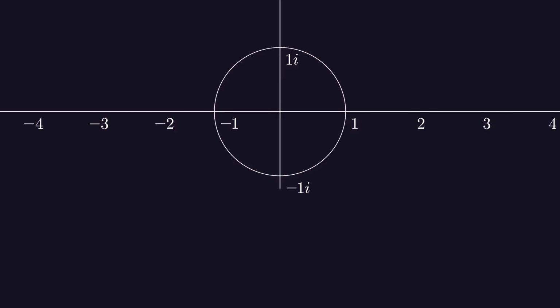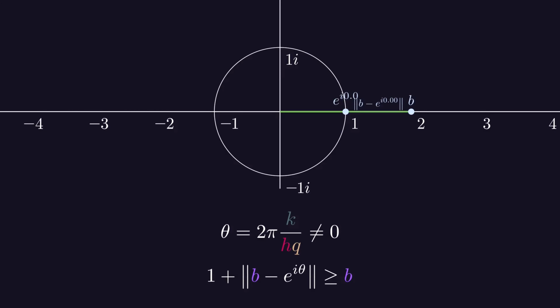The magnitude of b minus e to the 2 pi i k over hq can be interpreted as a distance between a point on the x-axis and a point on the unit circle in the complex plane. Notice that a straight line of length b is the shortest path from origin to b, so the length of this pink path is at least b. Varying our central angle theta, we see that the only way for the length of the pink path to be the same as the length of the green path is for theta to be 0.